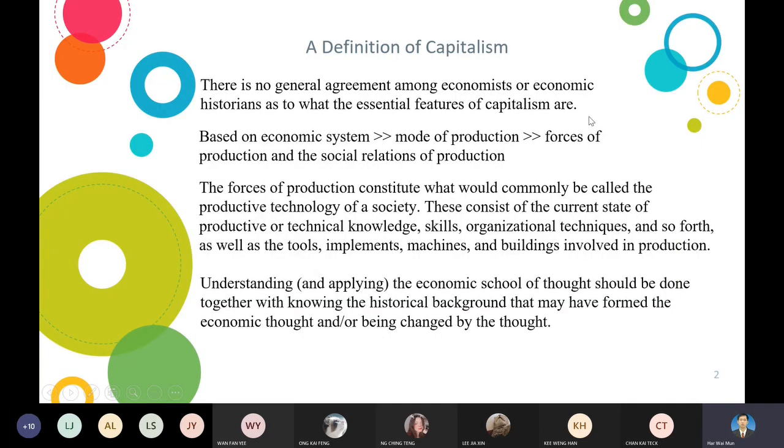Right? Okay, when you talk about economics, they usually link heavily to so-called capitalism, right? Production, you use capital to produce, so everything is so-called capitalism economics, right? But there is no general agreement on what is capitalism, what are the features of capitalism, what is the characteristic of capitalism, right? Of course, mostly or generally, they're based on the economic system, right? Economic system, in this case, they see the mode of production.